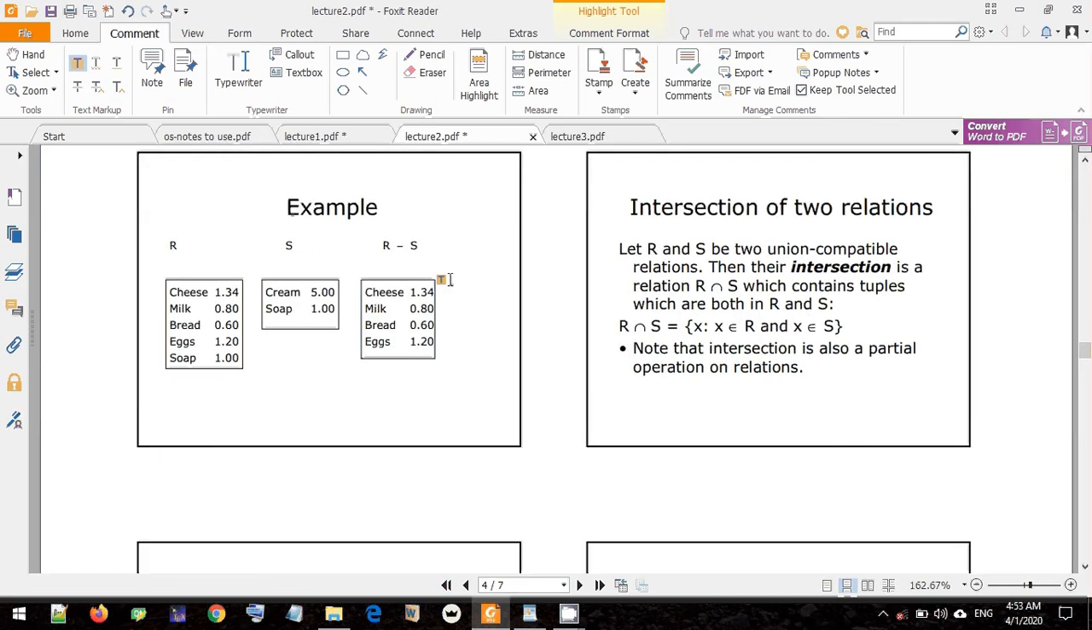Example: what is the difference between the relation R and relation S? Now we are looking at items that are present in R that are not also present in S. We remove those items and then the result will be the difference, right? Now if you look at relation R, we'll see that there's an item soap which is present, and if we look at relation S, we see that soap is equally present. It means that the final result is not going to have soap.